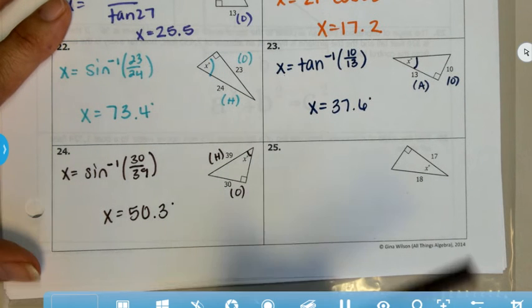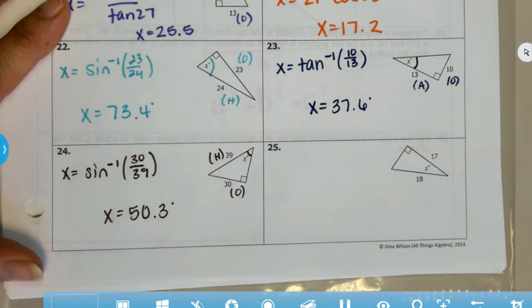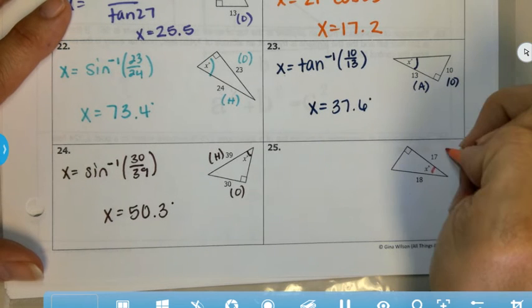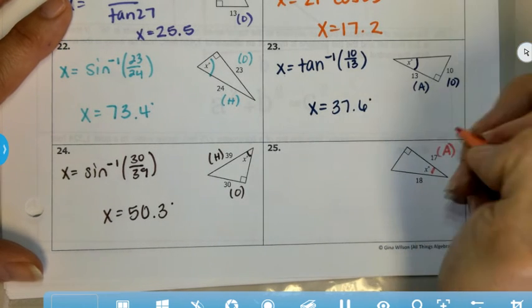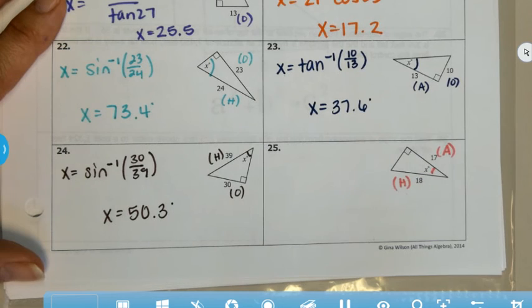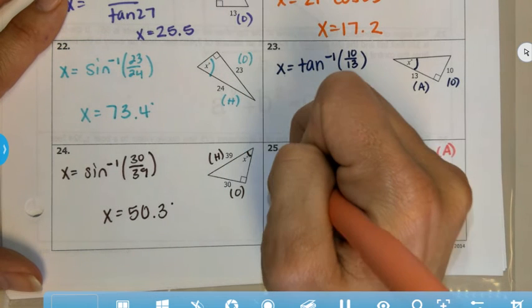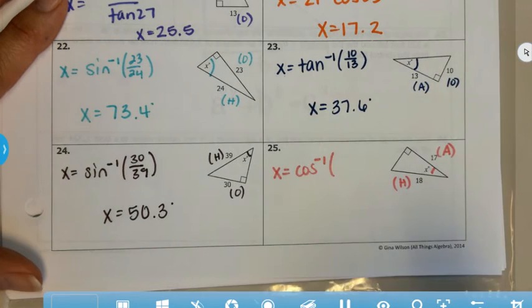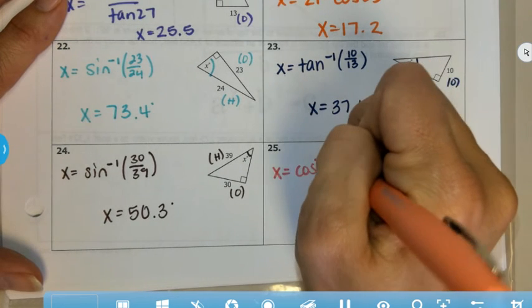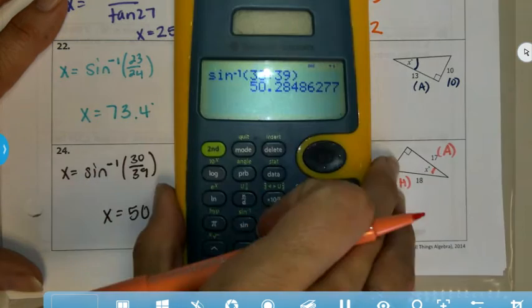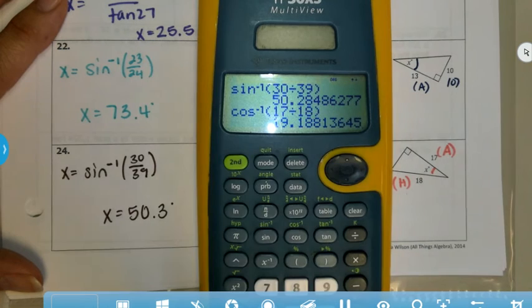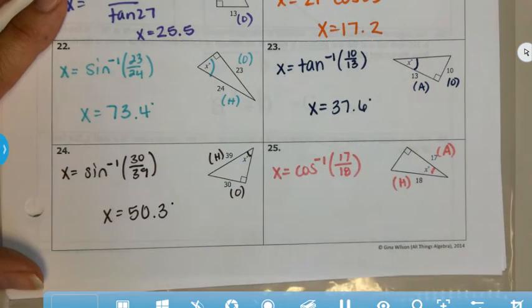All right, finally, go ahead and find the angle for 25 now. So this angle x right here, 17 is the adjacent side, 18 is the hypotenuse, so inverse cosine. So x equals inverse cosine of adjacent over hypotenuse, so 17 over 18. So we inverse cosine 17 over 18, and that angle is 19.2 degrees.